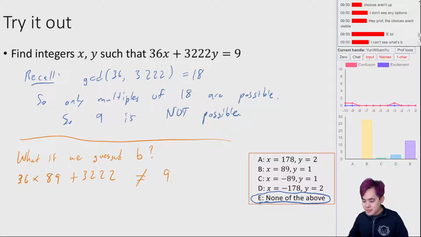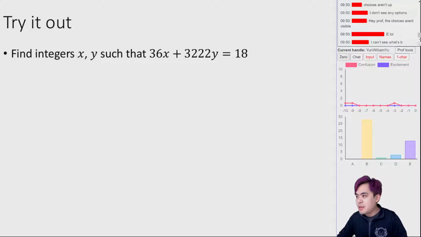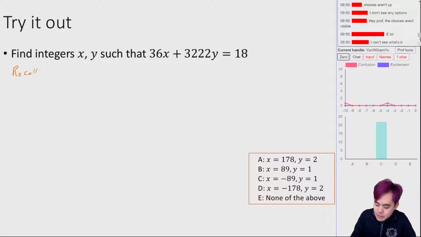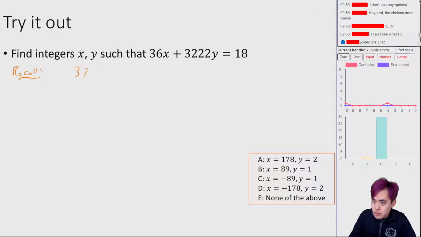Okay, let's keep on trying this out. What if, and let me put them back up, can you make 18? If you can, how do you do it? Okay, it looks like people are trickling in some answers. Let me remind you of the work we did for the Euclidean algorithm. 3,222 is equal to 36 times 89 plus 18, and 36 is equal to 18 times 2. And this was the Euclidean algorithm.